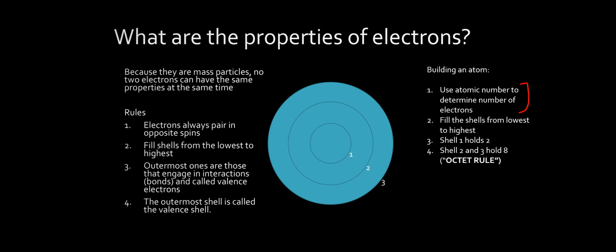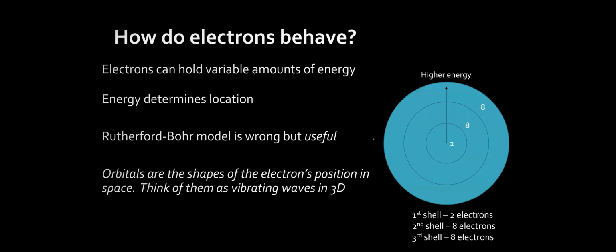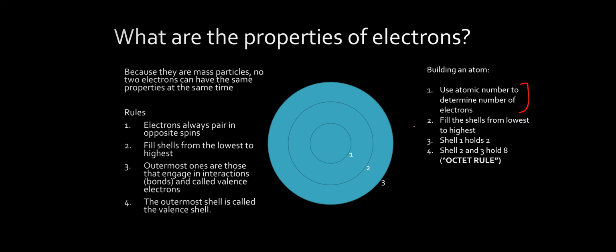And we're going to take that number and we're going to say the first 2 go into that first shell. Because remember, we said earlier that the first shell here can hold 2 electrons. And then the next one can hold 8. And the next one can hold 8, right? So 2, 8, 8. This is called the octet rule. You might have heard that before. Right, so we're going to use the atomic number to determine the number of electrons. Then we're going to fill the shells from lowest to highest.